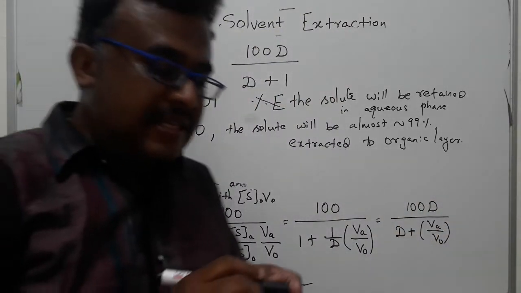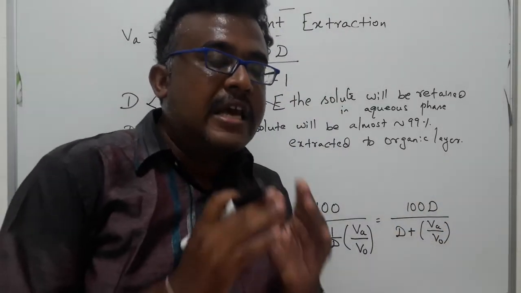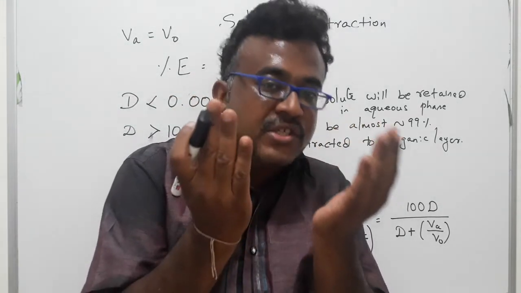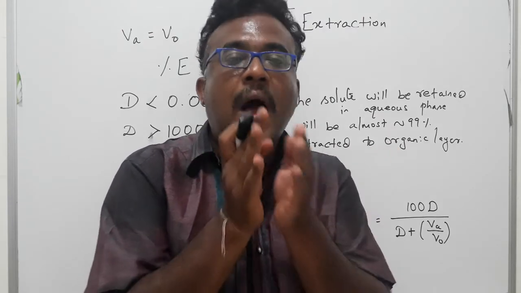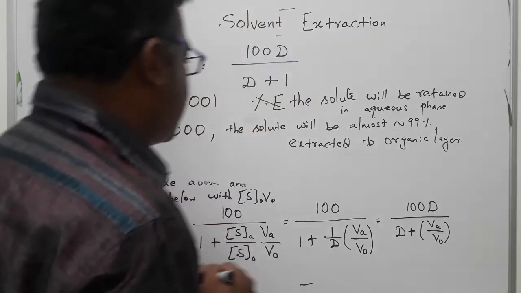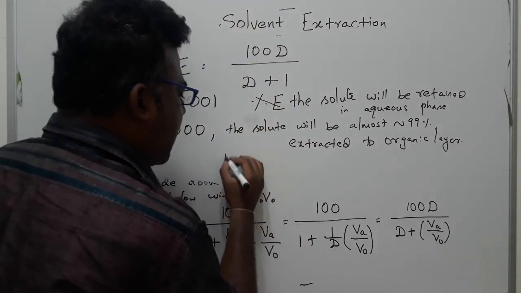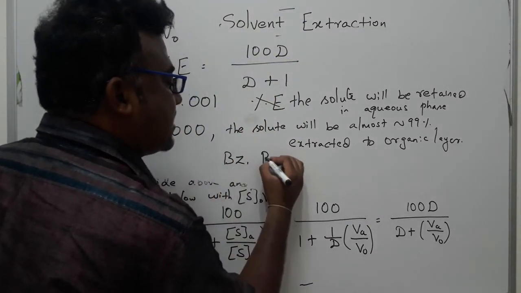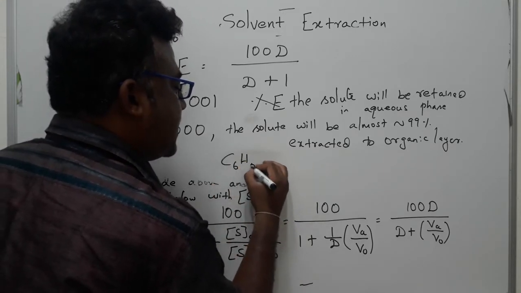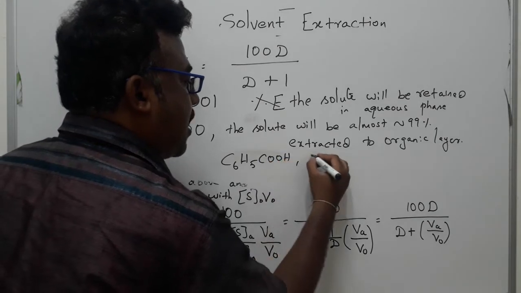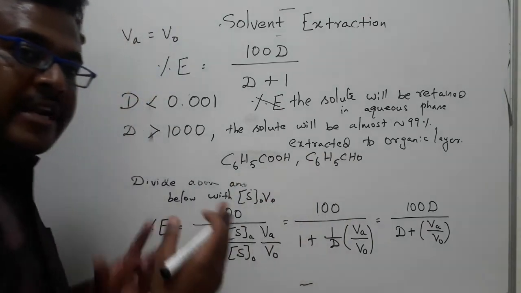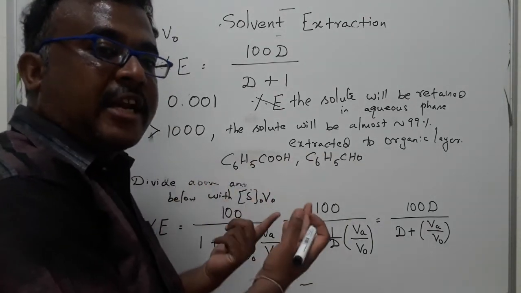By making use of this simple technique, any kind of compound can be separated. For example, you have two different organic compounds, a carboxylic acid, maybe benzoic acid, and benzaldehyde. These two need to be separated, because this can be a separation technique also.